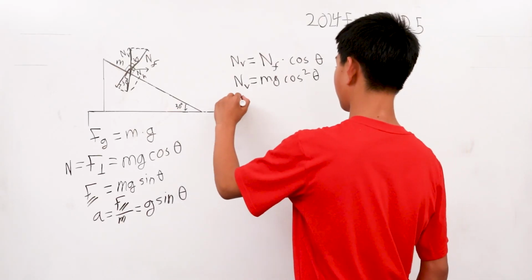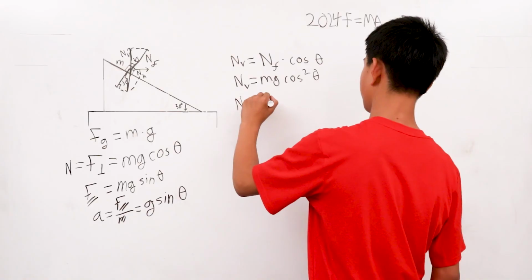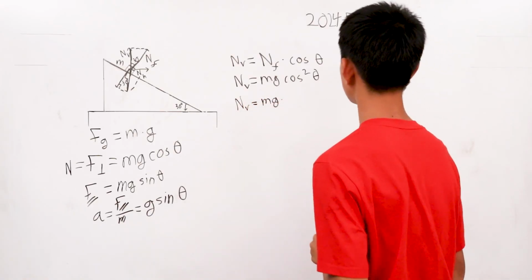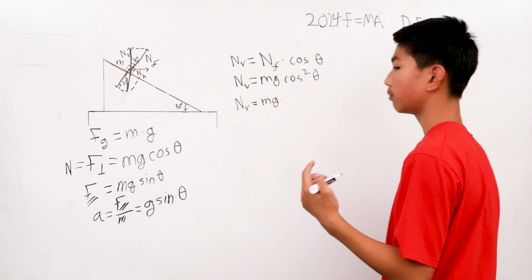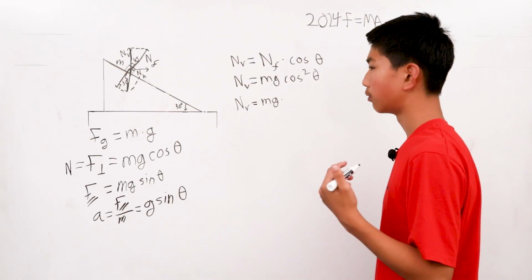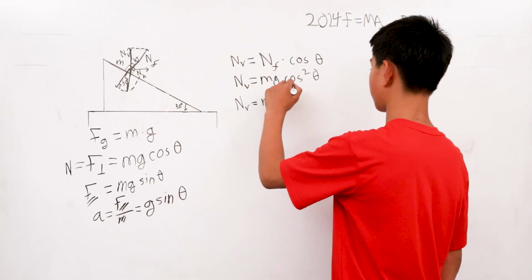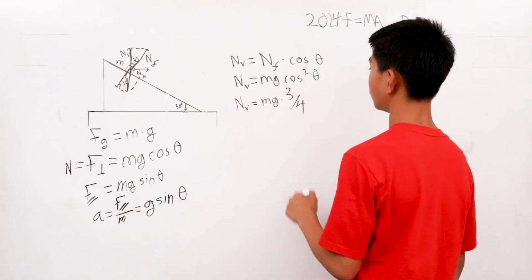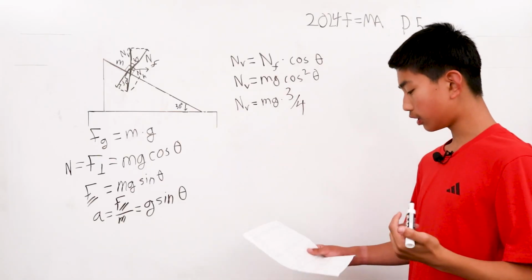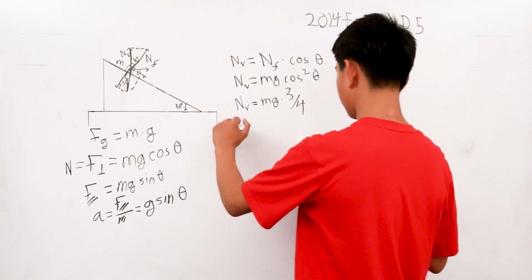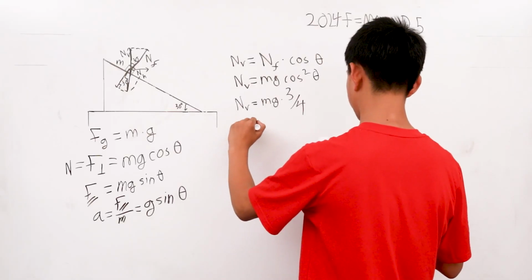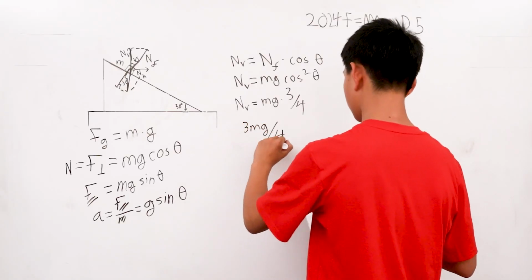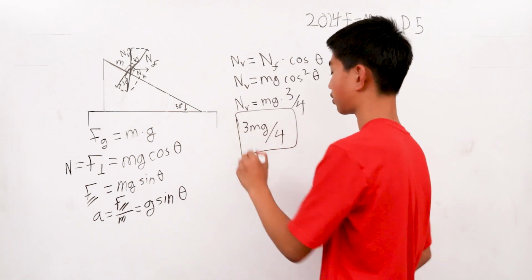Now, n sub v is mg times cosine squared theta, where cosine theta is equal to root 3 over 2. So this is simply 3 over 4. Now, on the test, our answer for the vertical force is 3mg over 4. So this is simply our answer for this problem.